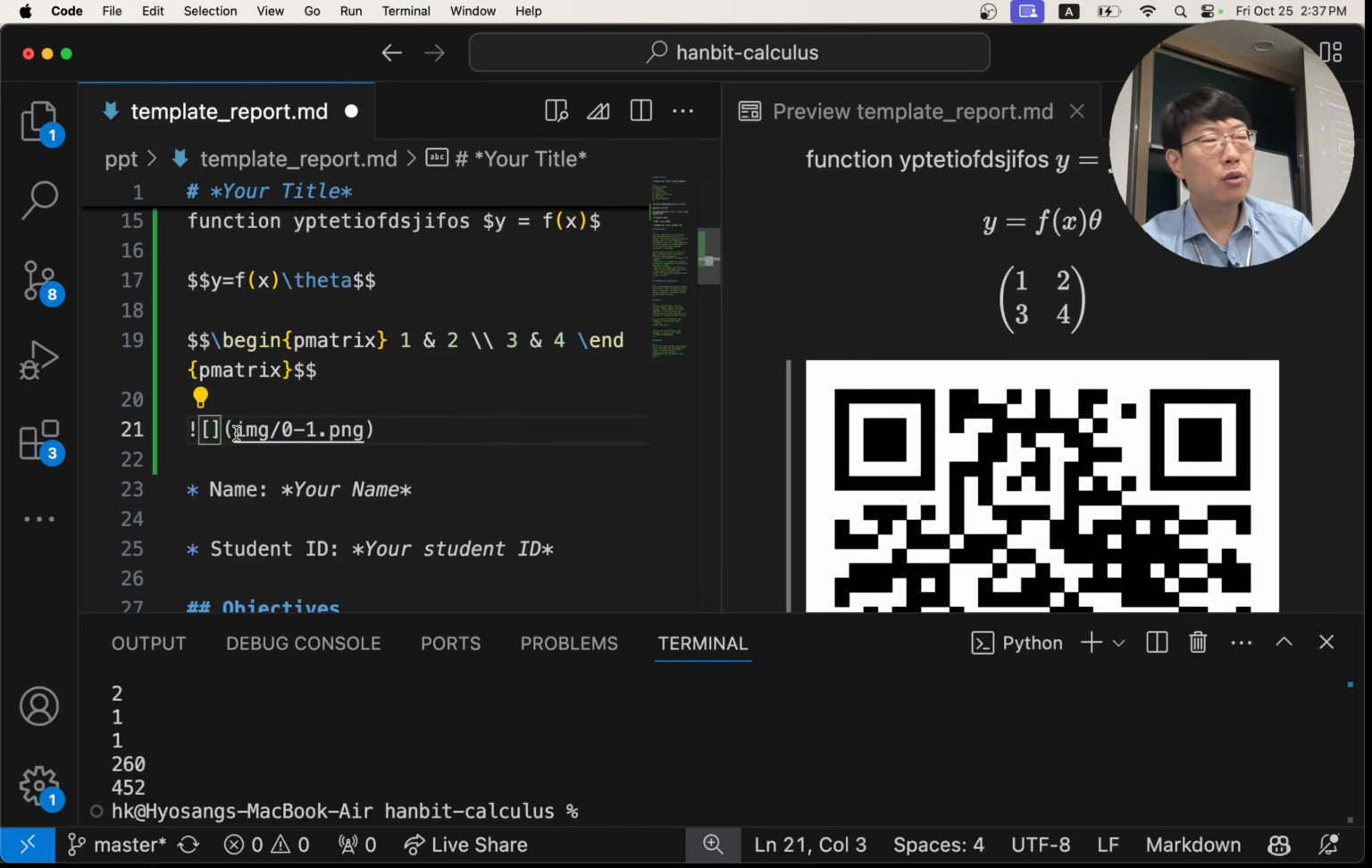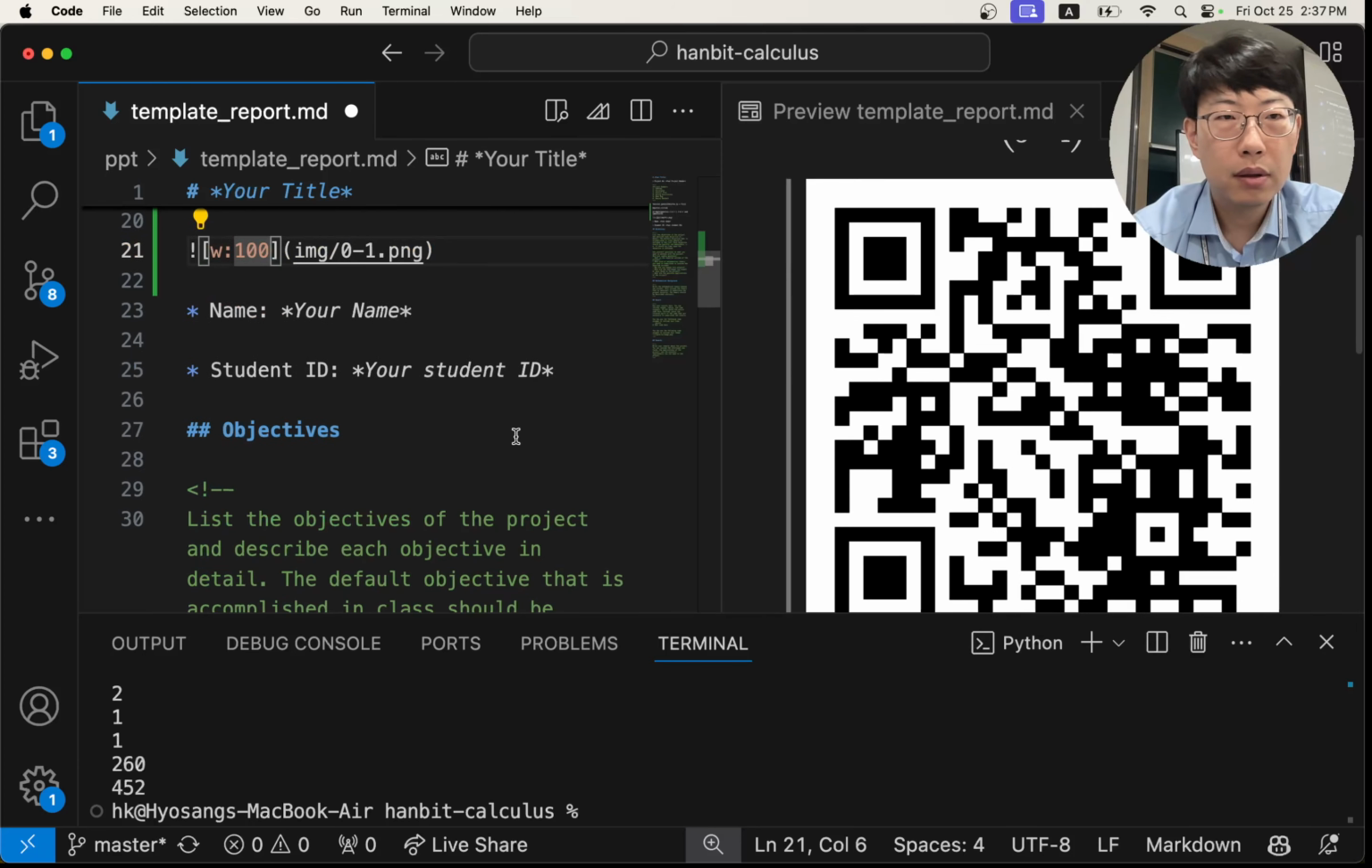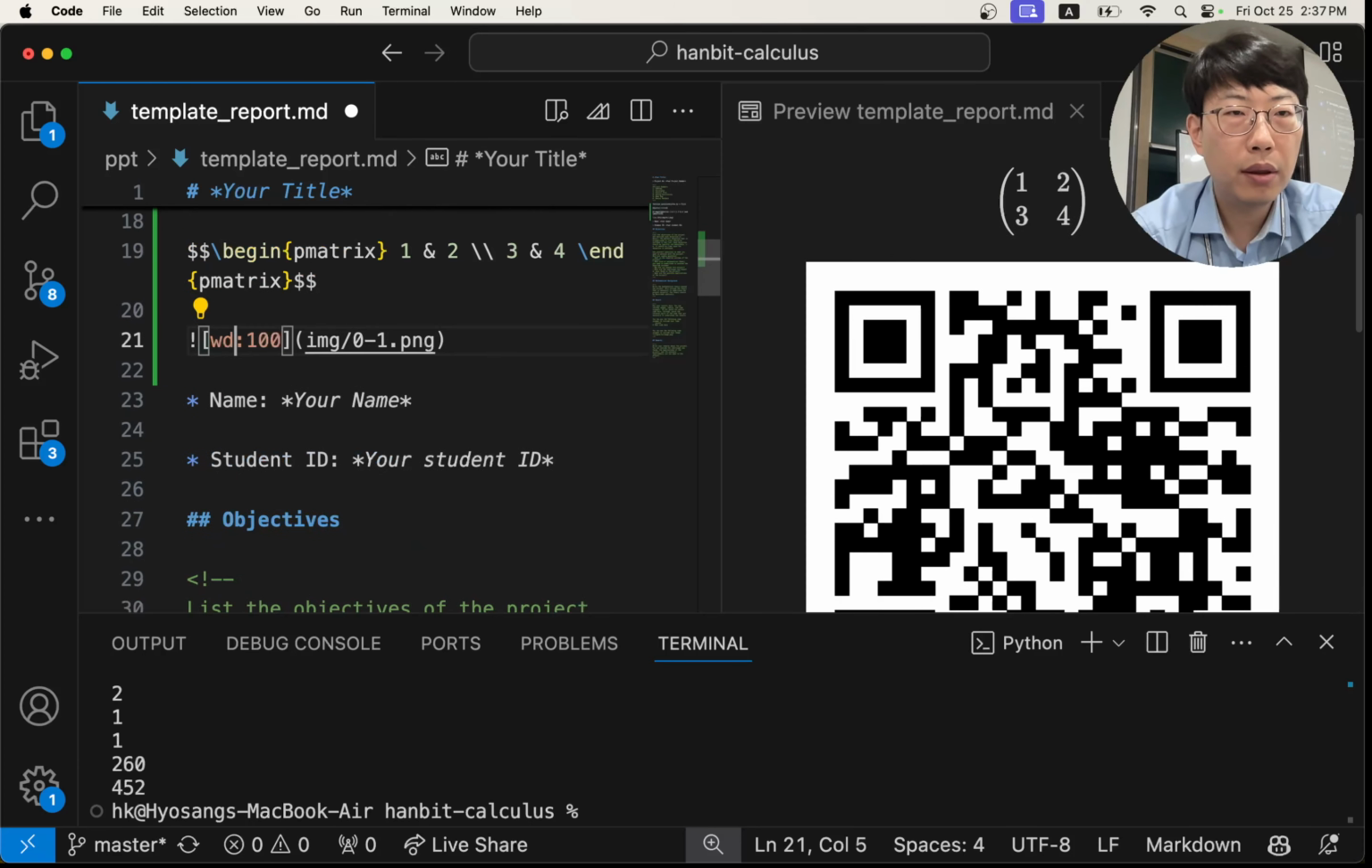There is a way you can adjust the size of the image. Let's say you want the width to be 100, let's see, how is it? I think width. I think it's getting smaller. I think maybe center.